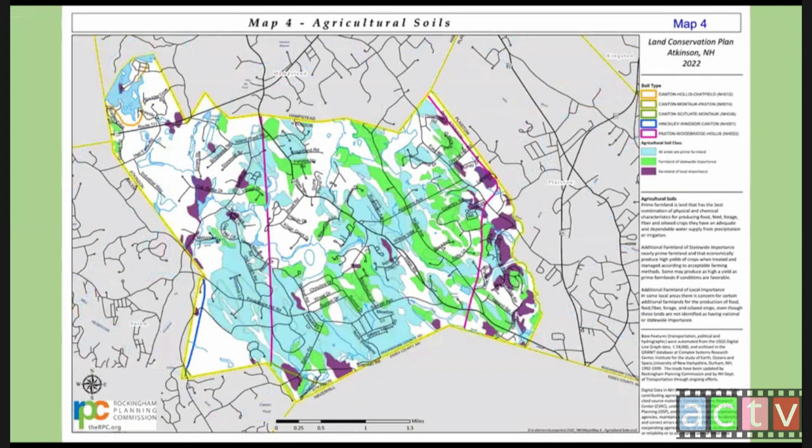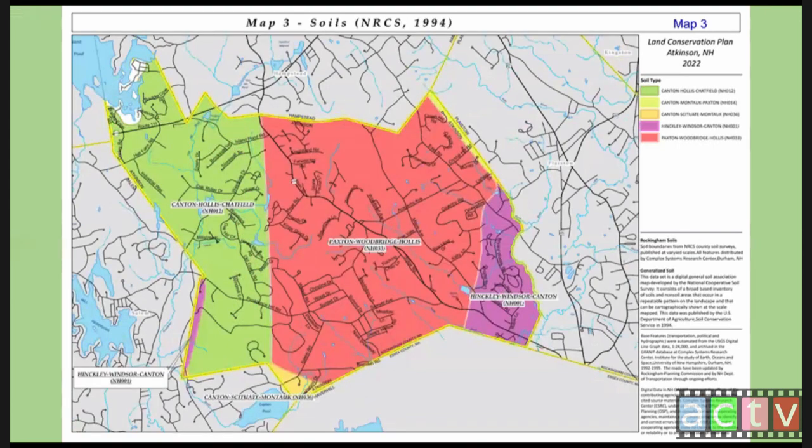Oh, I should mention, reading my notes, the data behind this map is derived from a broad-based inventory of underlying soils, which was published by the U.S. Department of Agriculture in 1994 and is not likely to have changed much in the last 30 years. Haven't been any glaciers recently.